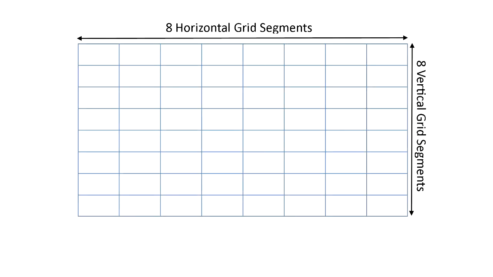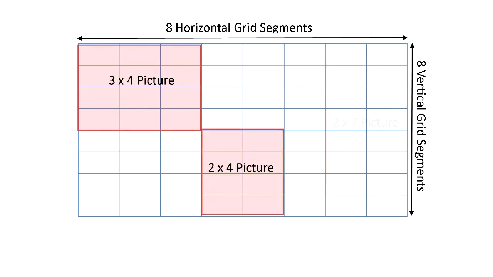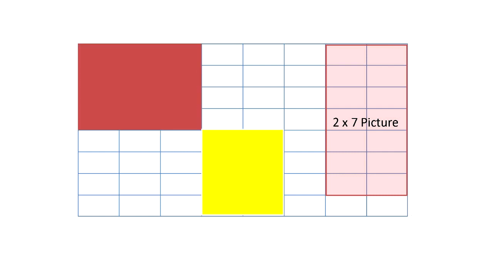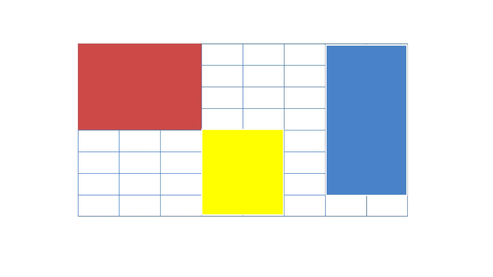In this example, I'm going to lay out an 8x8 grid, and I want to show 3 pictures on it. One which will be 3x4 grid segments, the second will be 2x4, and the third 2x7. So how does this translate into settings for the plugin? To keep things simple, at first I'm just going to use 3 blocks of colour for my 3 pictures, red, yellow and blue. Of course, in the real world, this could be videos or stills, as your little heart desires.